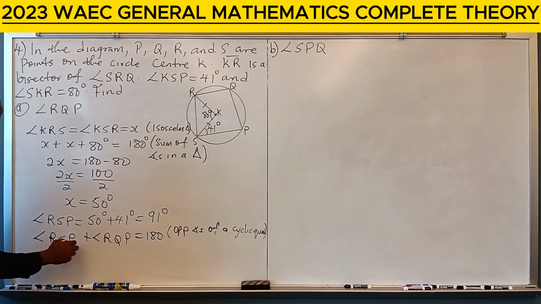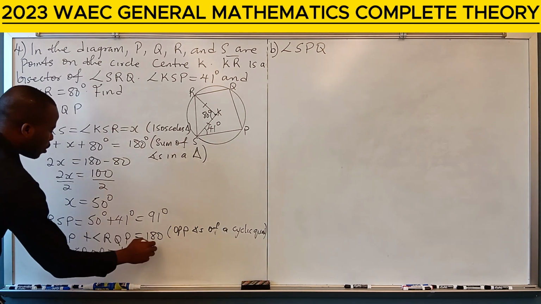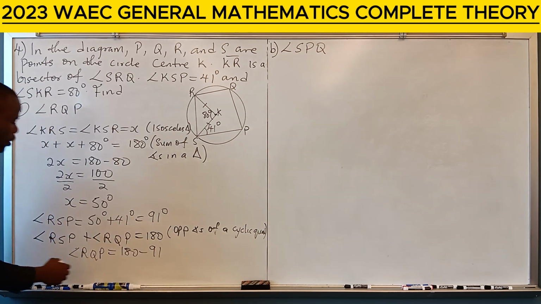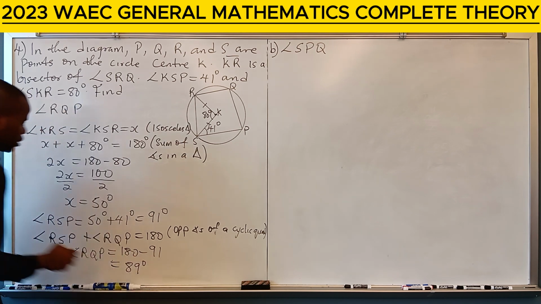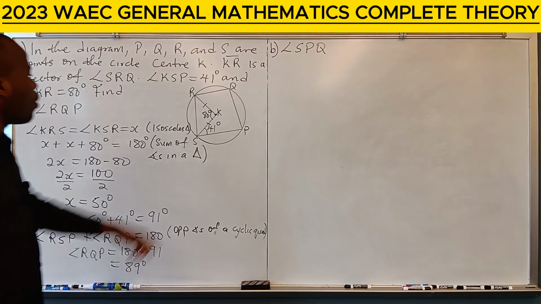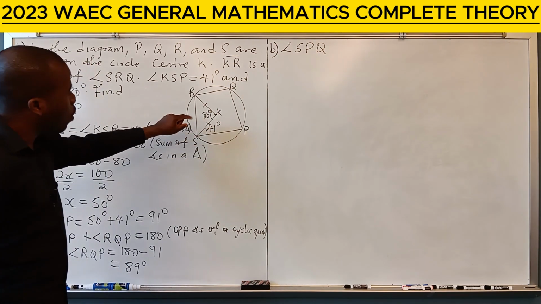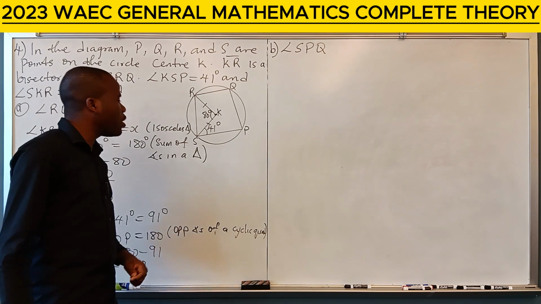And so angle RQP we are looking for will be 180 minus 91, which is angle RSP. 180 minus 91 is 89 degrees. B says angle SPQ. Likewise, if we know what this angle is, we can get this by supplementary angle.